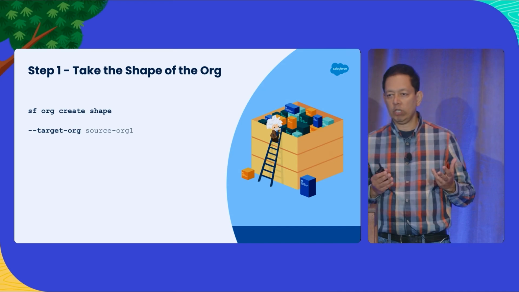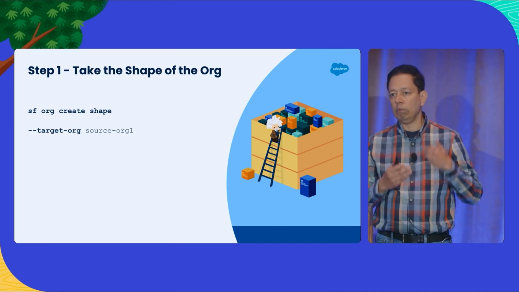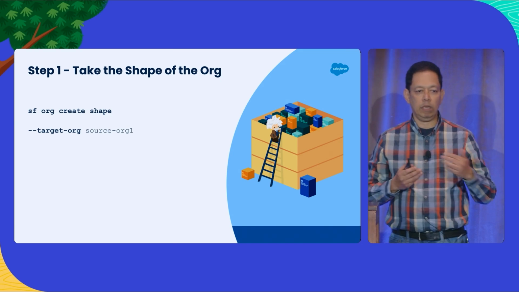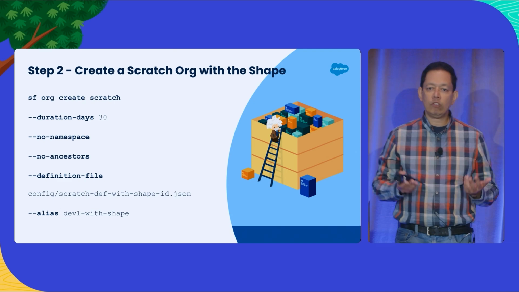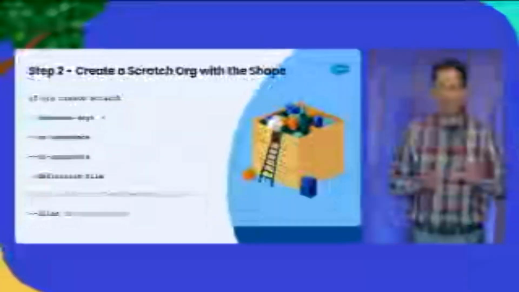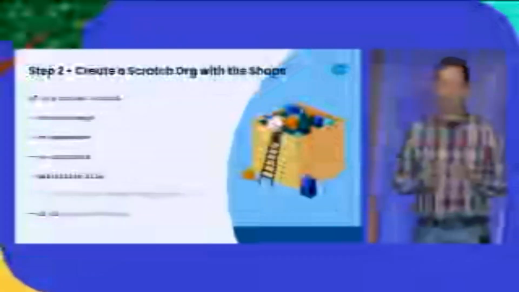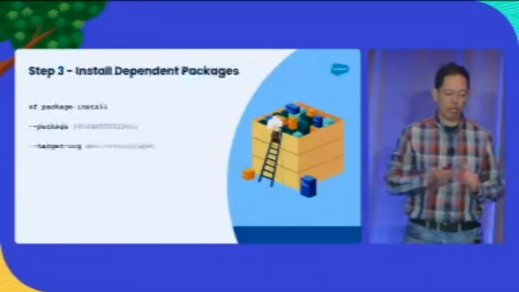In terms of the demo, what I'm doing is I'm trying to bring together all the things that we have spoken about so far, right? The first thing is you have your production org or your packaging org, from which you will take a shape so that you don't need to remember all the features and licenses that has been enabled in the eternity of time. Then you'll create a Scratch org with that shape. And what this does is that Scratch org that you create copies all the features, licenses, settings from the production org that was captured in the shape.